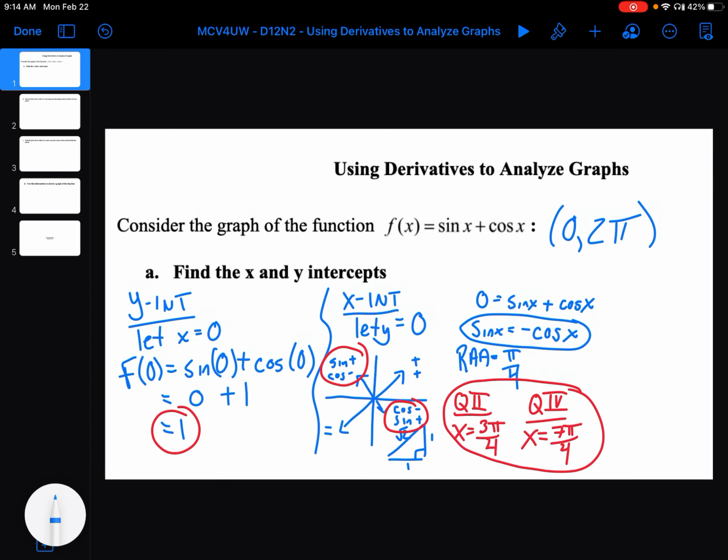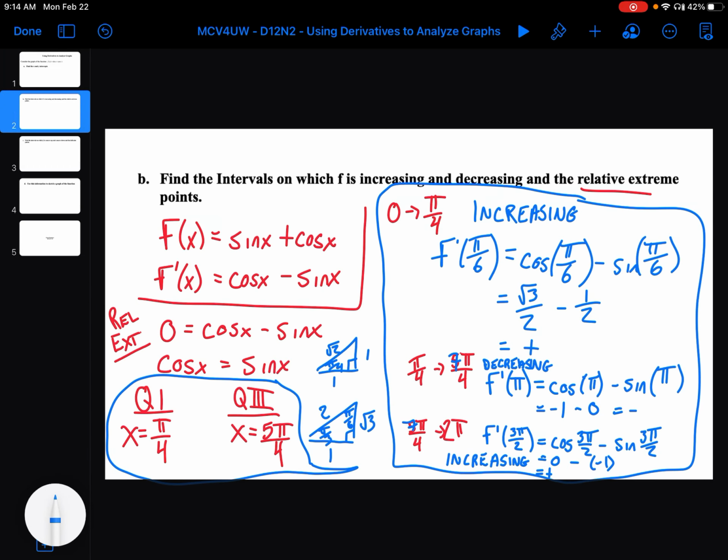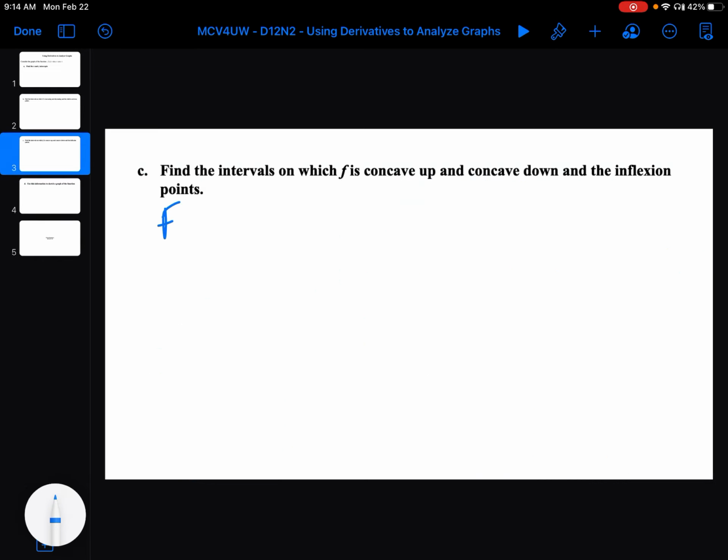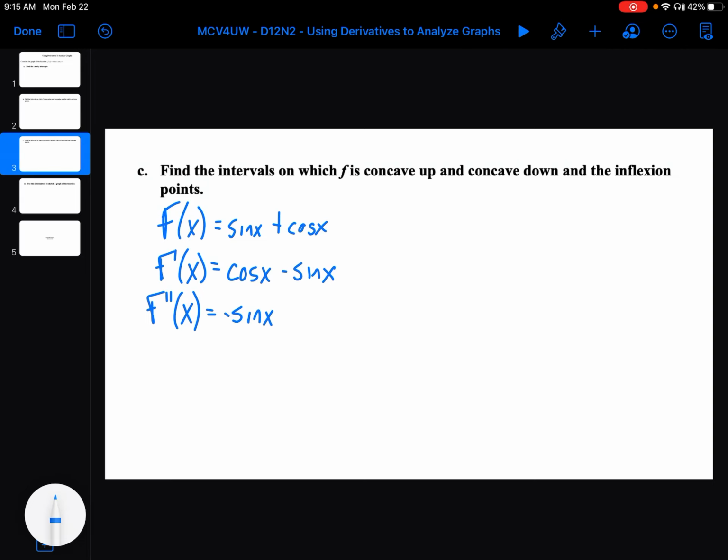So going back to our original graph, we've got f at x equals sine x plus cos x. Then we've got f prime at x, which we did here, cos x minus sine x. Now f double prime here, so we're going to get negative sine x minus cos x. Okay, so we're kind of slowly moving our way through.